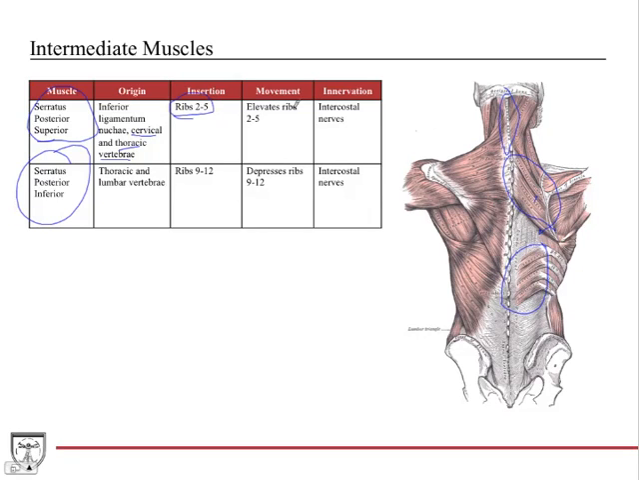Okay, and then it elevates ribs 2 through 5, so that makes sense. It's attaching to those ribs. It's going to contract. It's going to pull on those ribs. It makes sense, innervated by intercostal nerves.